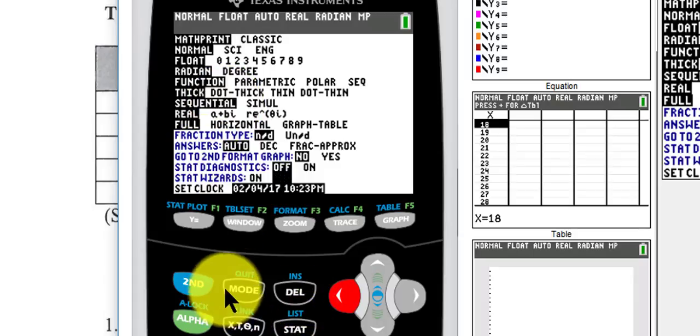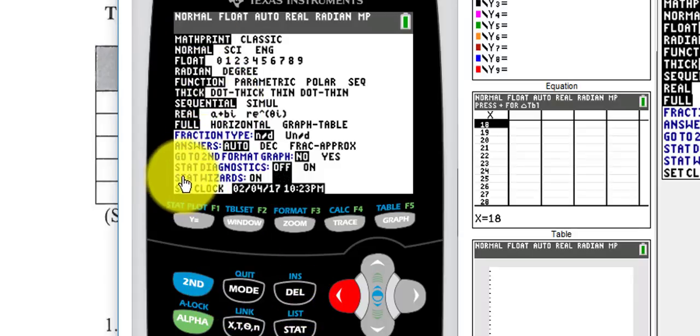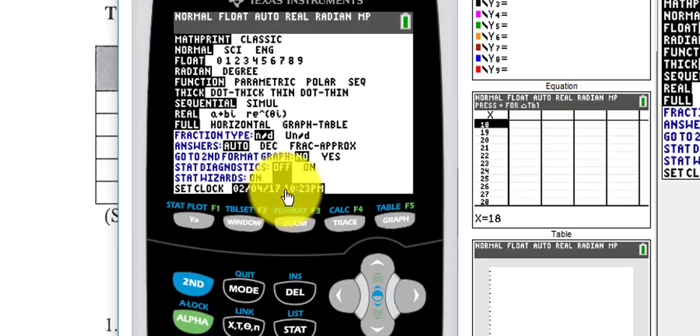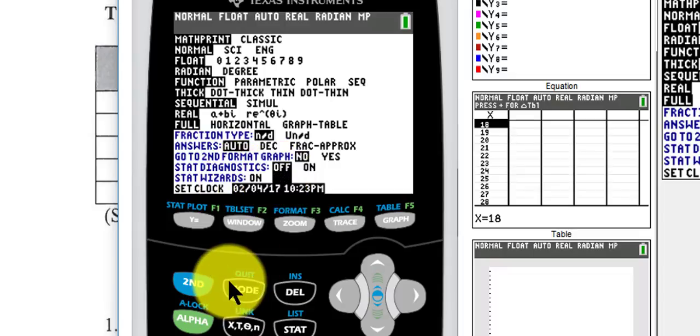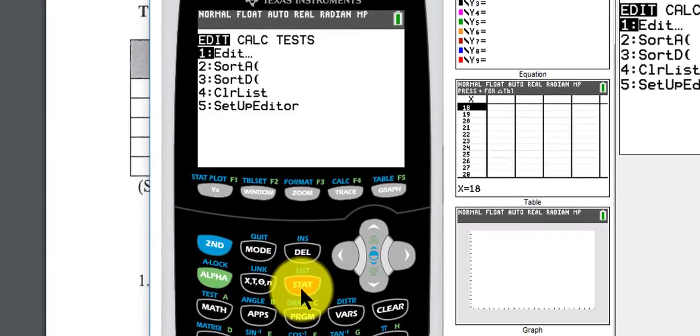So when you press the mode key and scroll down, if you see Stat Wizards, I'd like you to highlight off. Okay, so right now mine is on. I want you to highlight off and press enter, and then all of our calculators will look the same. Again, if you have the older version, you don't have to do anything because you don't have this feature. The newer calculators, we're going to put Stat Wizards to off, and then we can press the STAT key.